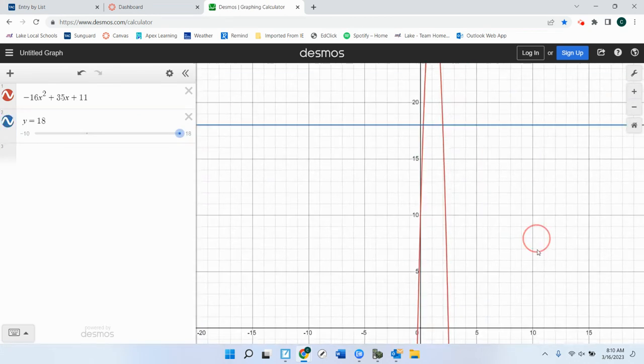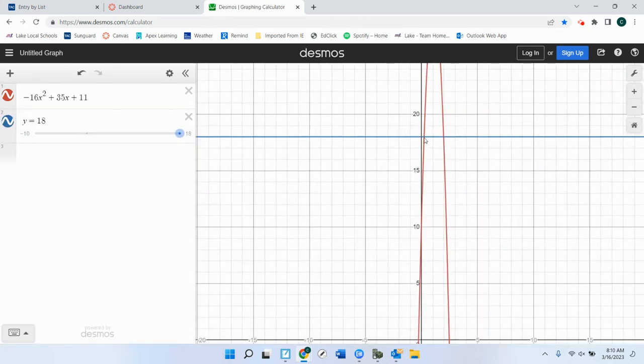All right. And now when I scroll down, how many times was our skier 18 feet? Twice. Once on the way up and once on the way down. So my answers for this are 0.223 seconds and 1.965 seconds. Questions?